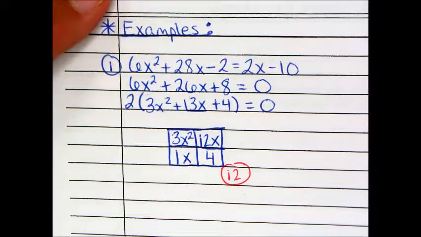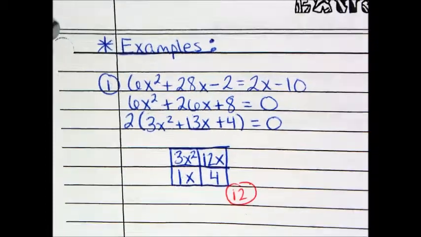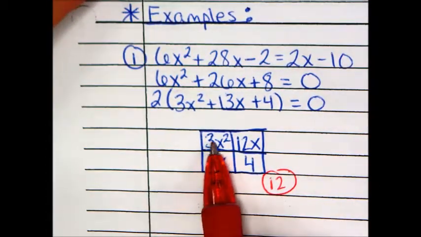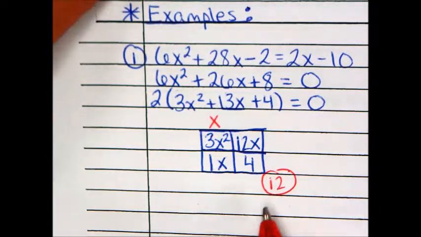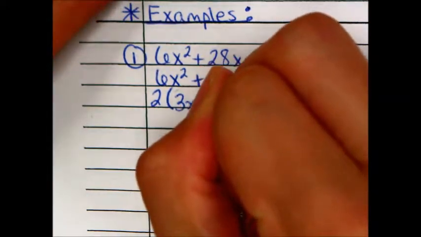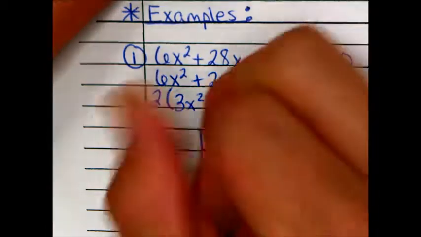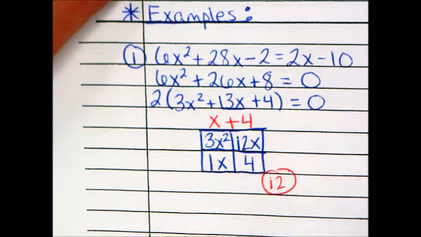Okay, and now I go through and I write my common factors of each row and each column. So I'm going to go up and down these. 3x squared and 1x, the only thing they could both be divided by is x. But 12x and 4 could both be divided by 4. Same way, if this was a positive number that you wrote that against, you make a positive sign. So because that 12 is positive, then that's a plus sign.